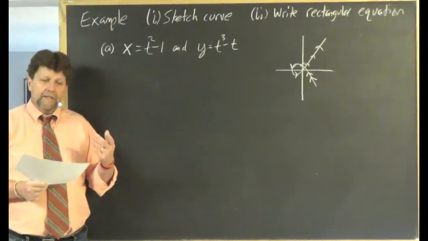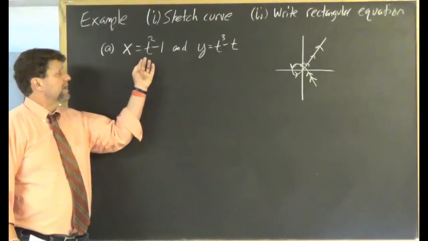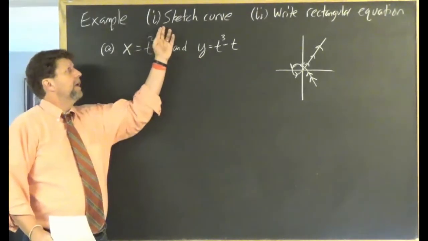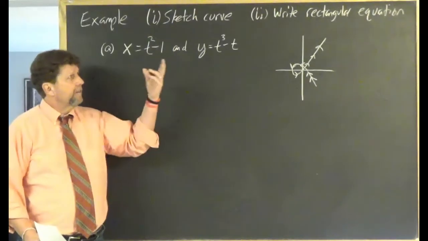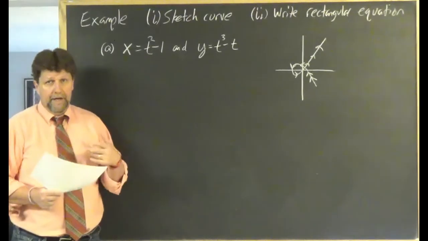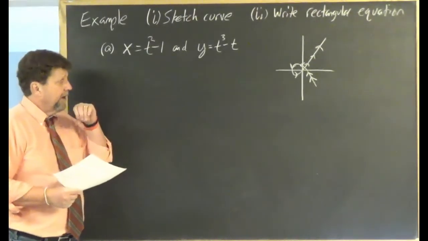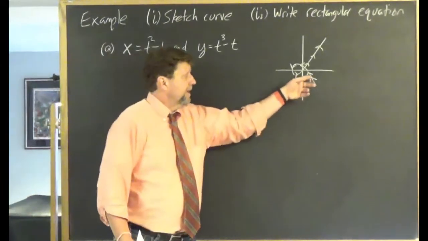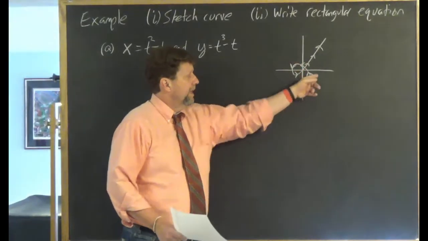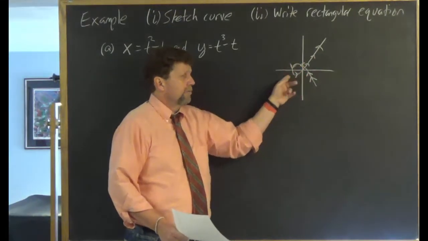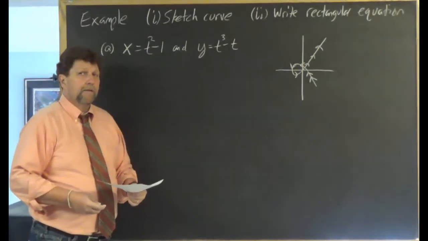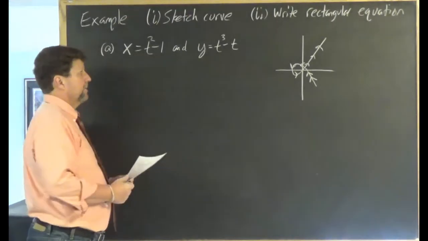All right, folks, in part A of this example, you were given the parametric equations x equals t squared minus 1 and y equals t cubed minus t. In part 1, you were asked to sketch the curve. Then part 2, come up with a rectangular equation, so eliminate the parameter. When I graph on my calculator, I get something like this with the arrows. I had to zoom in a little bit in the area around the origin to really see that nicely. Let's talk about getting a rectangular equation.